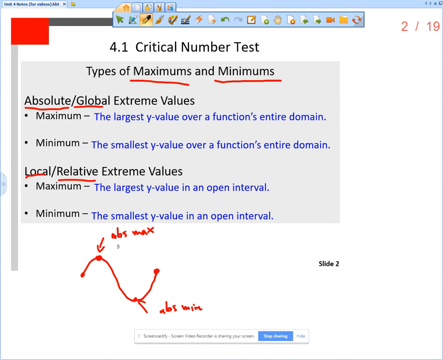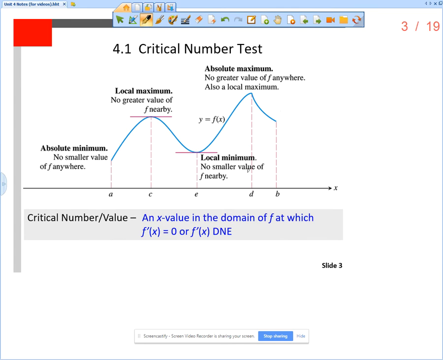But they are also a relative max and a relative min. What makes them a relative min? Well, imagine that you take an open circle here and an open circle here. This would be the open interval for which this y value is the lowest. Same thing here, open circle here, open circle here. This is the highest y value on that open interval. Now, we want to make sure that we do, in fact, understand this. So let's move on to slide number 3.